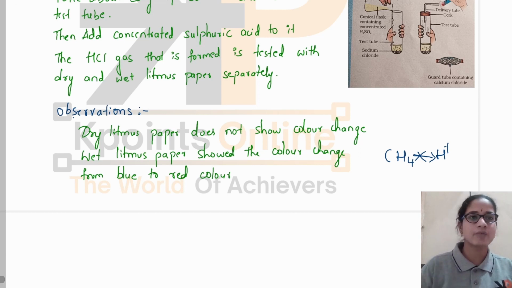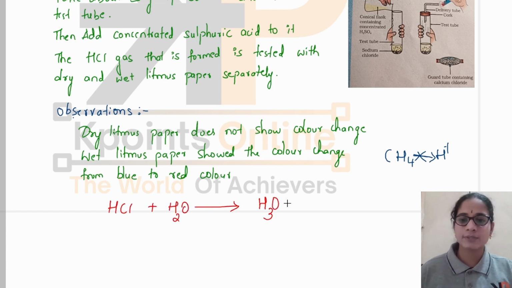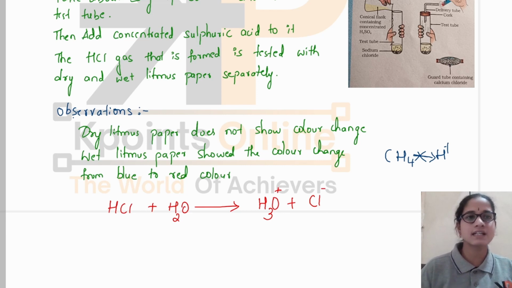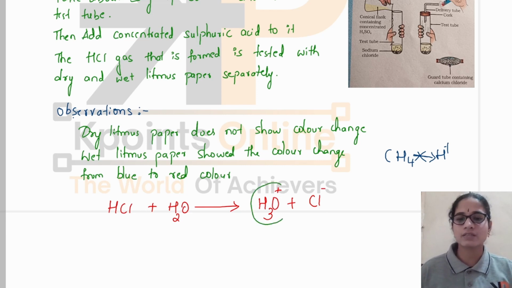So we have come to know that in the presence of water it forms H plus ions and chloride ions. Can you observe what this is? These are hydronium ions. This is a hydronium ion. How is it formed? We know that in aqueous solution H plus ions are produced from HCl, hydrochloric acid, but these H plus ions are not stable, so they always combine with H2O to form hydronium ions.